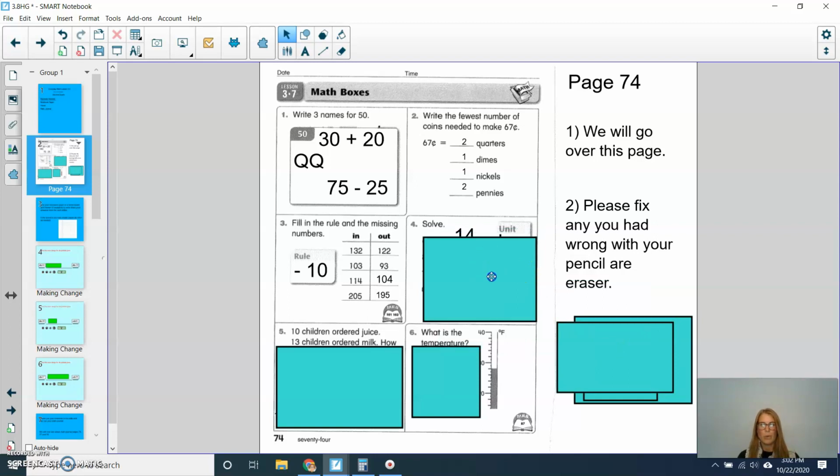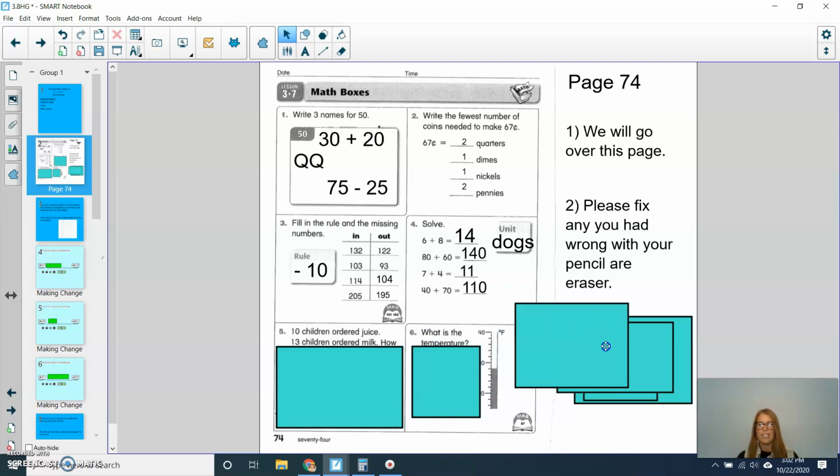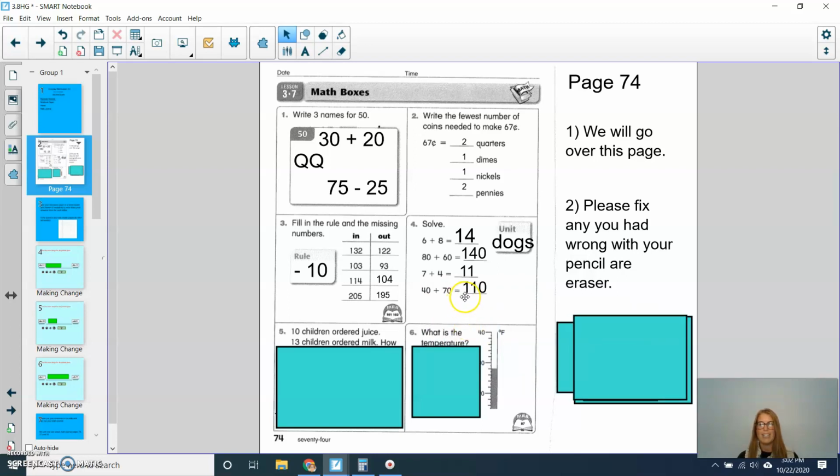And then 205 minus 10 would bring me to 195. For question number 4, solve. So 6 plus 8 is equal to 14. 80 plus 60 is equal to 140. 7 plus 4 is 11. 40 plus 70, I still have my basic fact of 11, but then I just added my 0 to get me to 110. And the unit that I picked today was dogs.